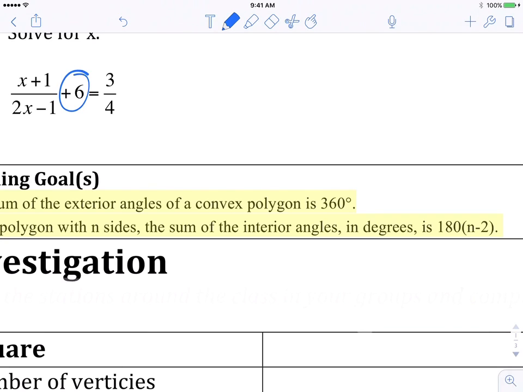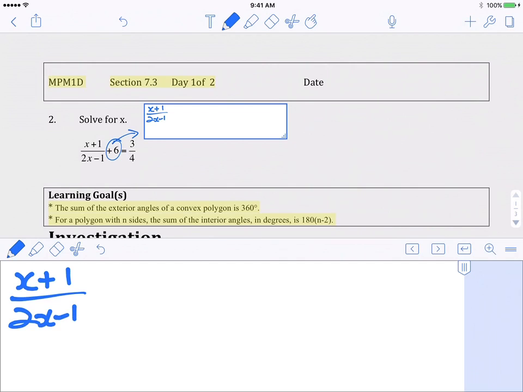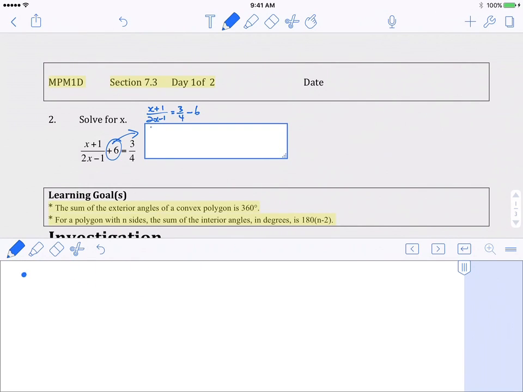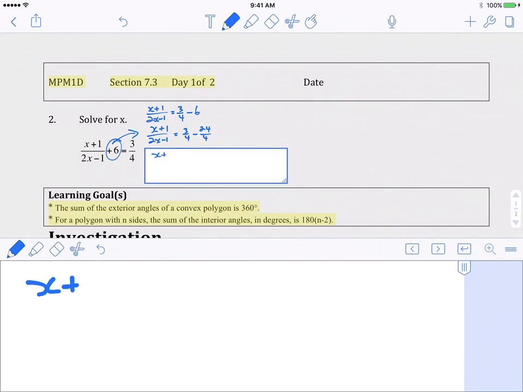We're going to first subtract 6 from both sides. So in answering this question, we want to first leave the left side of the equation alone. So we have the left side untouched, and then we're going to have 3/4 minus 6. And the next step, you want to get a common denominator. So again, the left side stays the way it was, equal 3/4 minus, and if you find the proper common denominator, you're going to end up with 24 over 4. Then you have x plus 1, left side is still unchanged, equal negative 21 over 4.